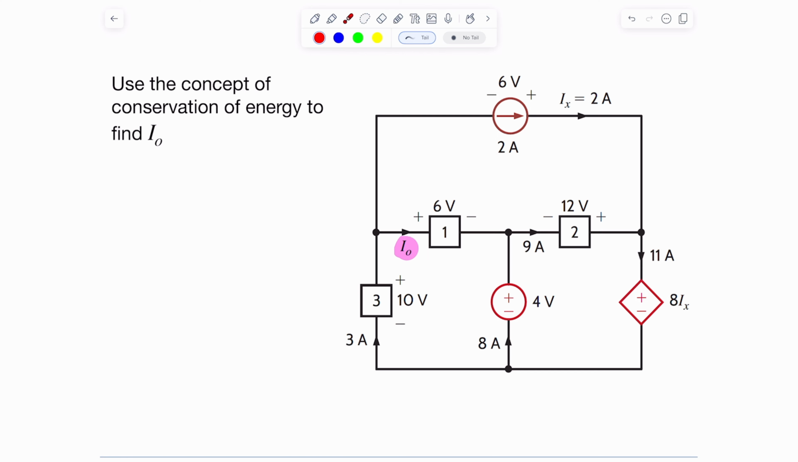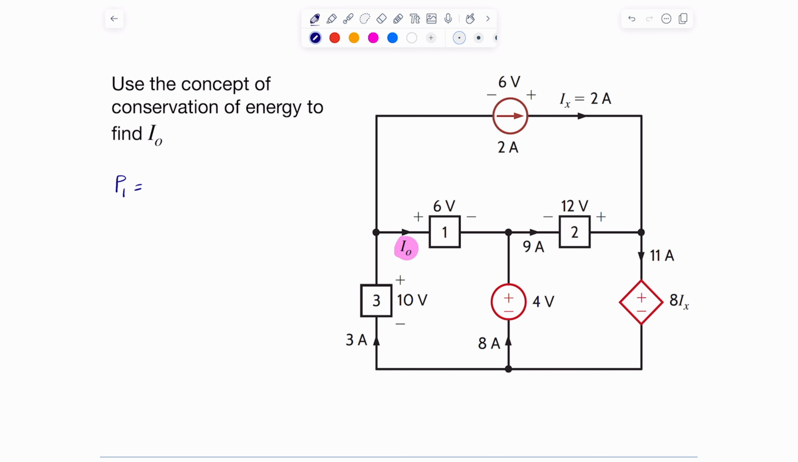So let's get started by computing what these different powers are. I'm going to start with the circuit elements that are numbered in here, the ones that we don't know what they are because they're boxes, and we'll compute them. So we'll start with P of 1. P of 1 tells me that you have to multiply the voltage times the current. The voltage across it is 6. The current is I of 0, so it's 6 I of 0.